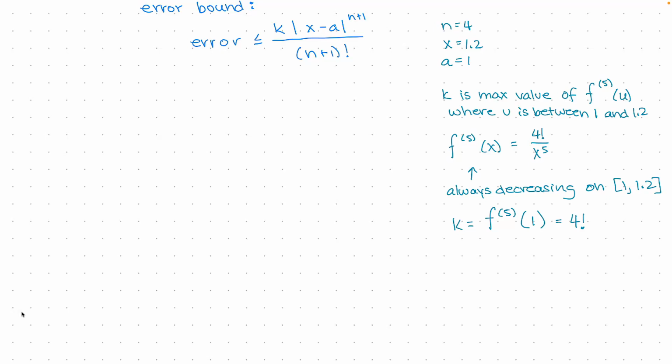All right, we're going to go back over here. So error is less than or equal to k, which we now know is 4 factorial, times the absolute value of x minus a, that's 1 minus 1.2 or 1.2 minus 1, it's just 0.2 to the fifth power over 5 factorial.